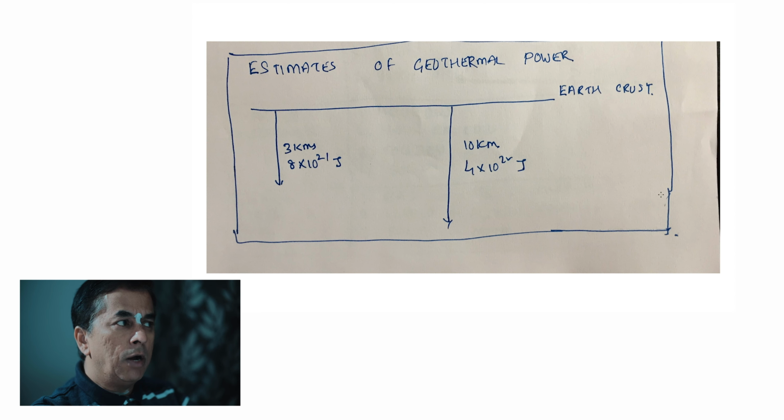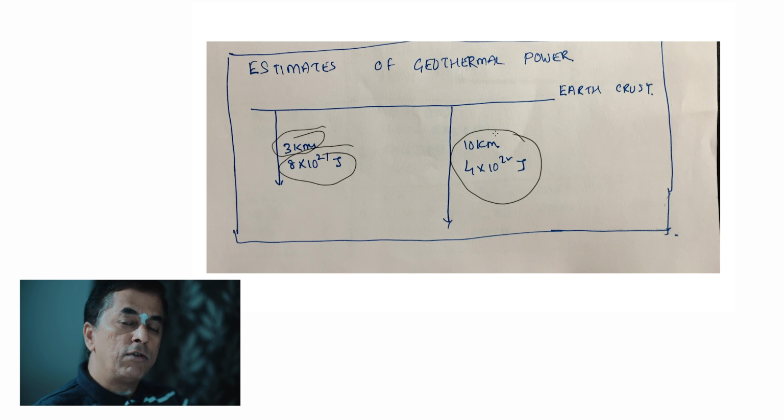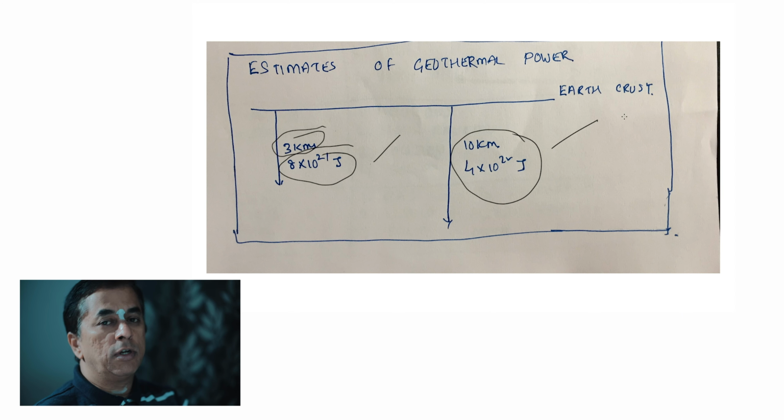And how do we estimate the geopower below the earth crust? When we go approximately 3 kilometers, we have an energy of 8 into 10 to the power of 21 joules. This is one type of estimate. And in the second one, when you go 10 kilometers, we have a source of 4 into 10 to the power of 22 joules. So if we get these kinds of energies, then of course it can be taken as a potential well, and then we can start the process of extracting the geothermal energy from that particular point.